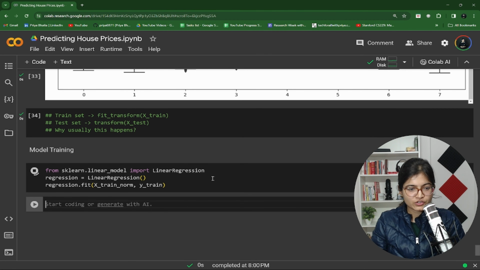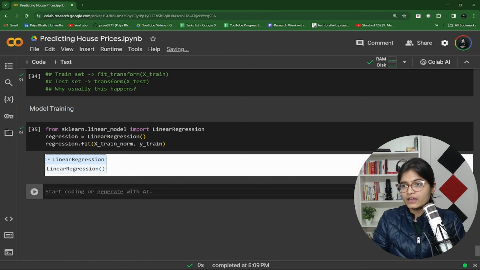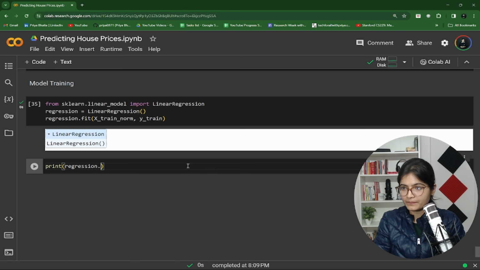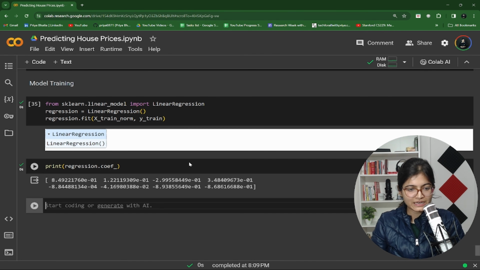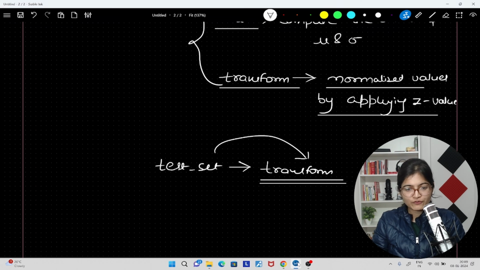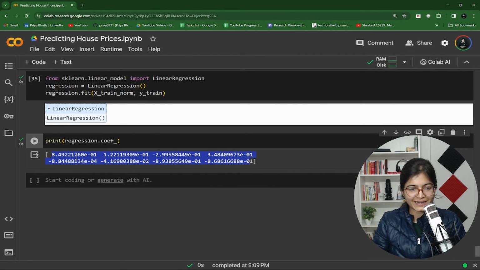Let's do this. So this is done. Now what we can do is we can see the coefficients that we have in the regression model. So you can say print regression.coef_, and here you will be able to get the values of the coefficients of the regression. So what is this all about? If you see how many values you get, it will be 1, 2, 3, 4, 5, 6, 7, 8.